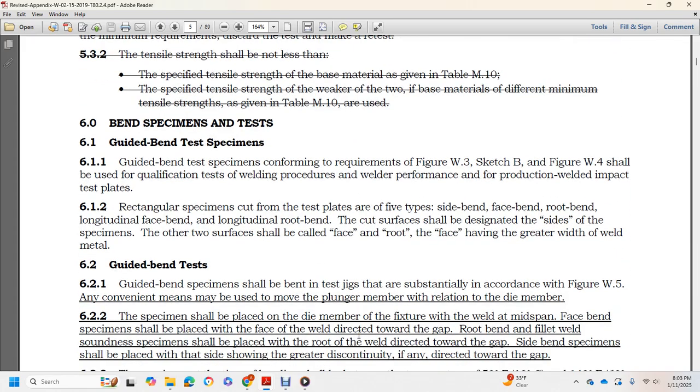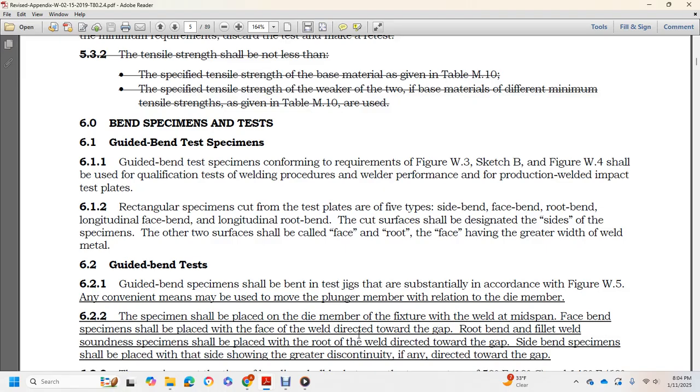6. Bend specimen test. Guided bend test specimens conforming to the requirements of figure W3 sketch B and W4 may be used for qualification testing, welding procedure, welding performance, and production weld impact test. Rectangular specimens are cut from the test plates for 5 types: side bend, face bend, root bend, longitudinal face bend, and longitudinal root bend. The cut surfaces shall be designated the sides of the specimen. The other 2 surfaces are called the face and root, the face having the greater width of weld metal.